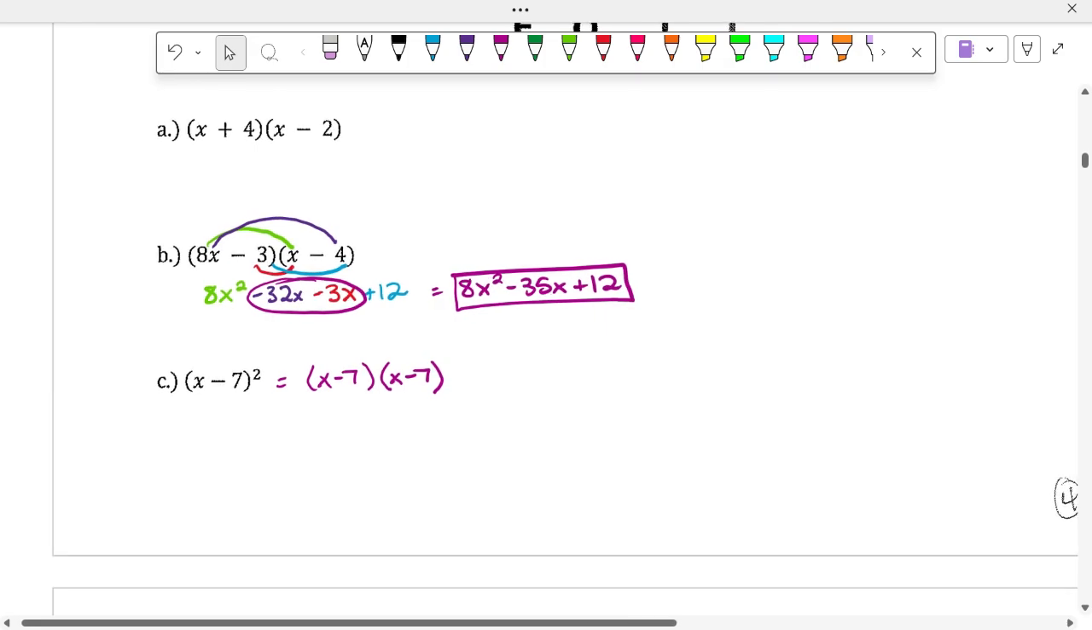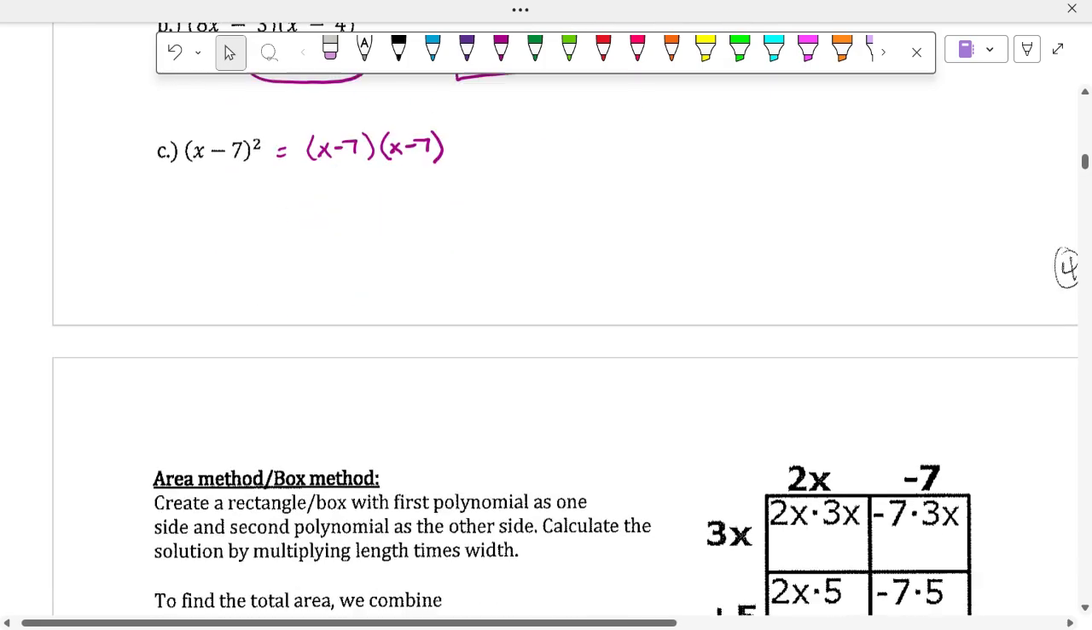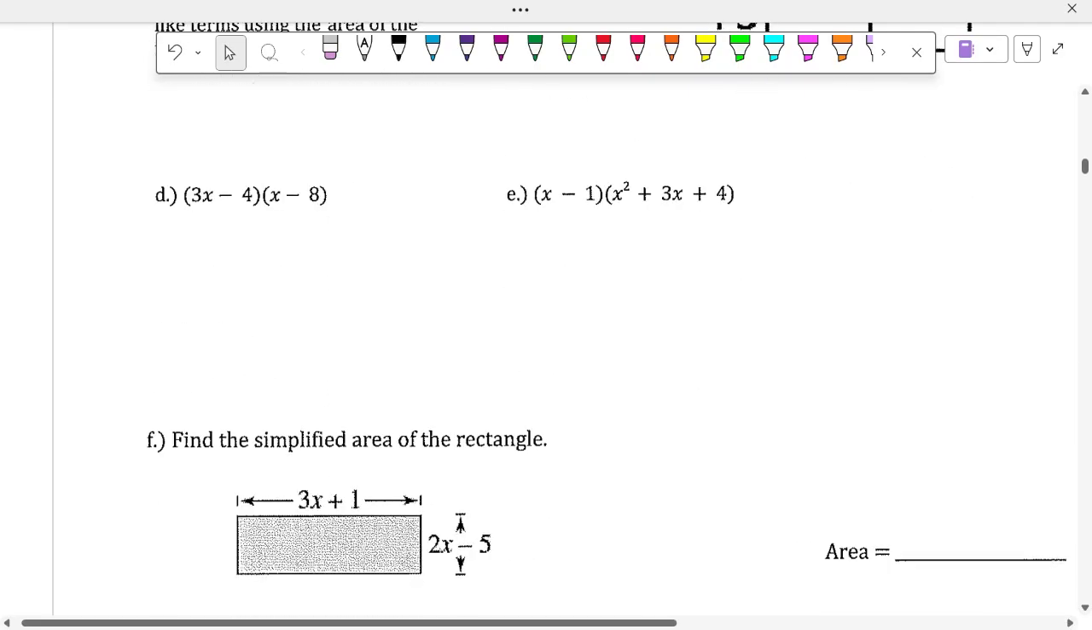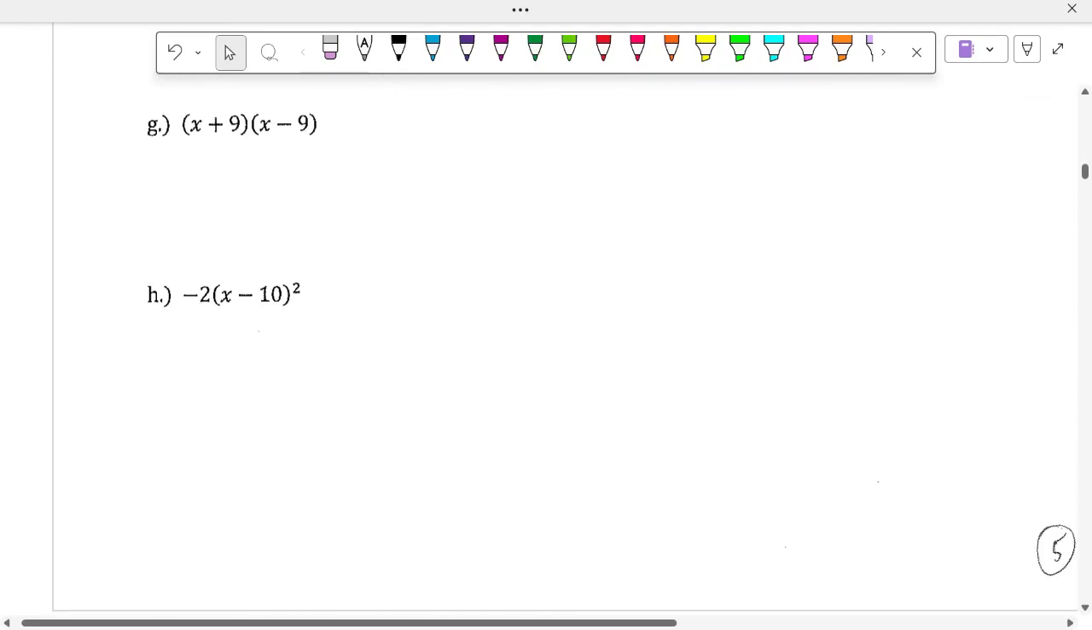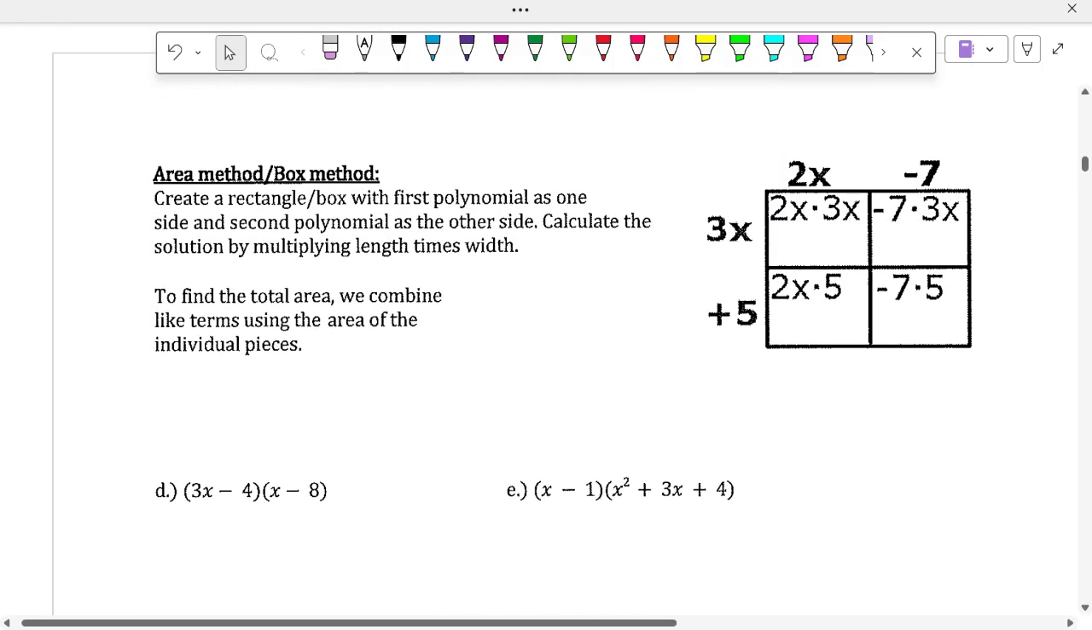All right, any questions on FOIL? Okay, very quickly, we're going to do a box. All right, so box is the other method. Now, the great thing about box is that it gives you a bit more of a visual, more organized method. My rule of thumb is FOIL is great if you're doing a binomial times a binomial. As soon as you throw in a trinomial or any polynomial bigger, you need to use the box method.